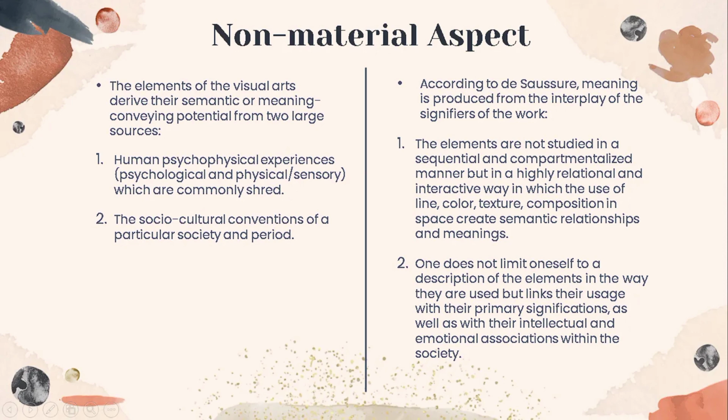So ang sa right side guys, according to De Saussure, meaning is produced from the interplay of the signifiers of the work. The elements are not studied in a sequential and compartmentalized manner but in a highly relational, interactive way in which the use of line, color, texture, composition, and space create semantic relationships and meanings. One does not limit oneself to a description of the elements in the way they are used but links their usage with their primary significations as well as with their intellectual and emotional associations within the society.